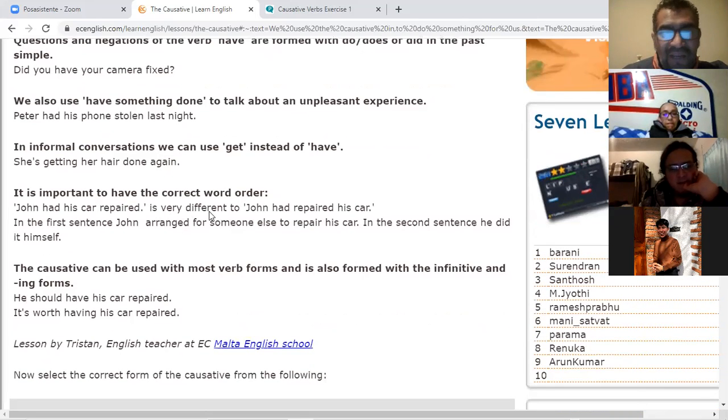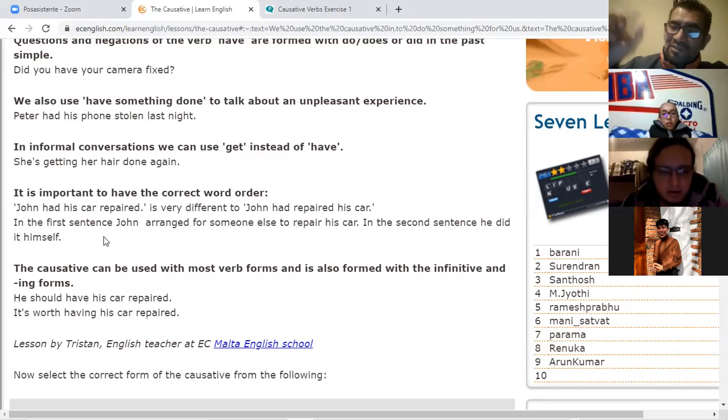It is important to have the correct word order. John had his car repaired. It's very different to John had repaired his car. In the first sentence, John arranged for someone else to repair his car. In the second sentence, he did it himself. Okay. So it's very important to use the correct form, the correct word form, or the correct word.